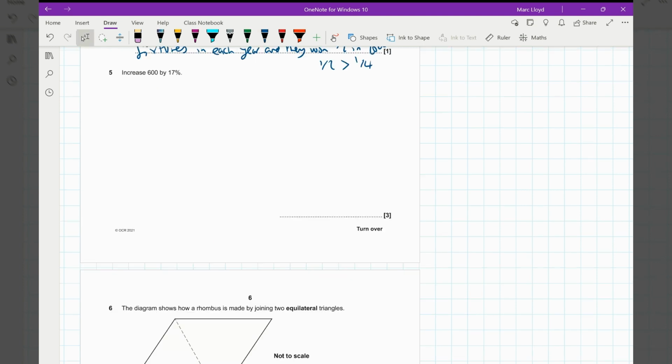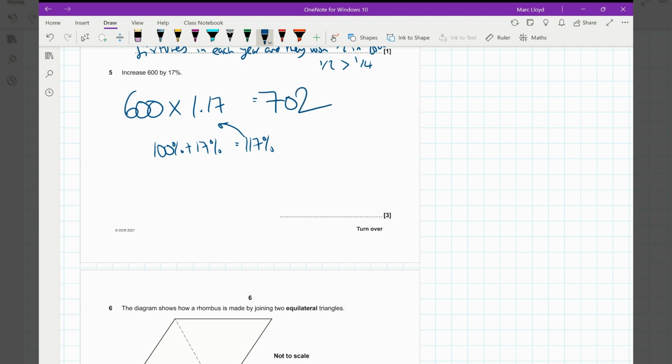Question 5, increase 600 by 17%. So we're going to multiply it by 100% plus 17%, which makes 117%. And then as a decimal, that makes 1.17. 1.17 times by 600, 702. And that's our answer.